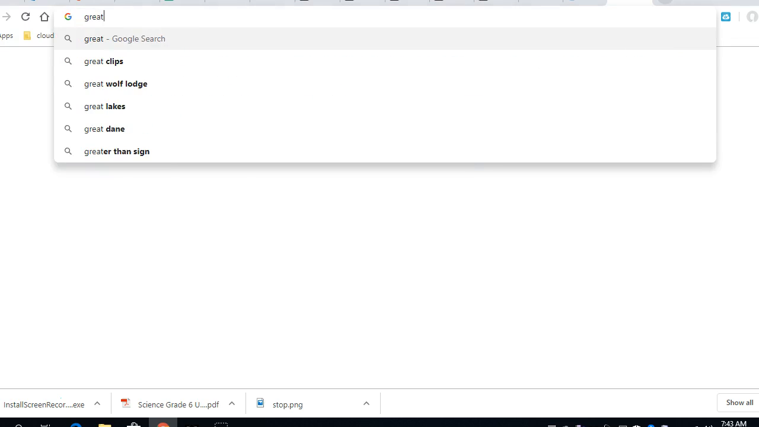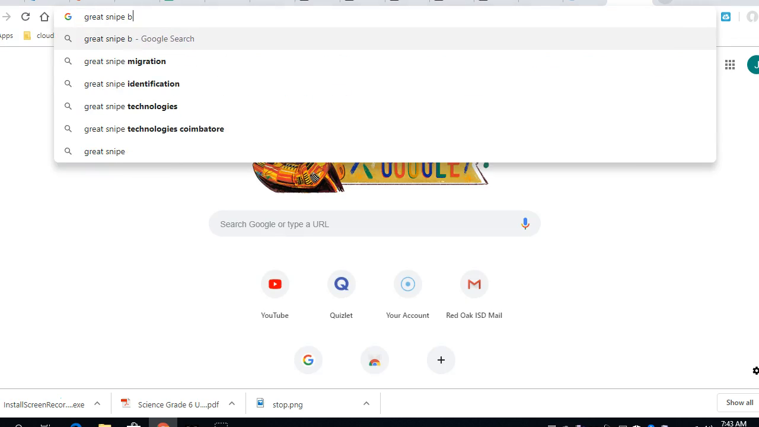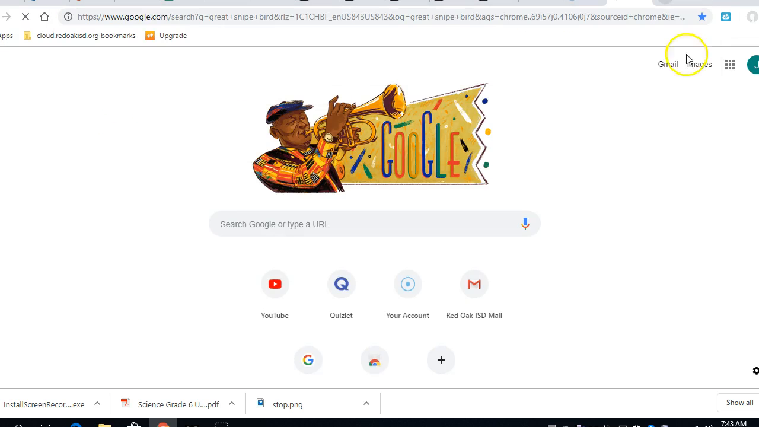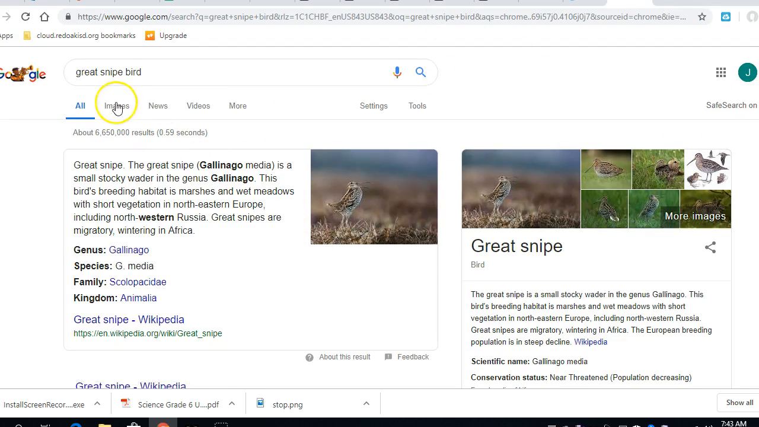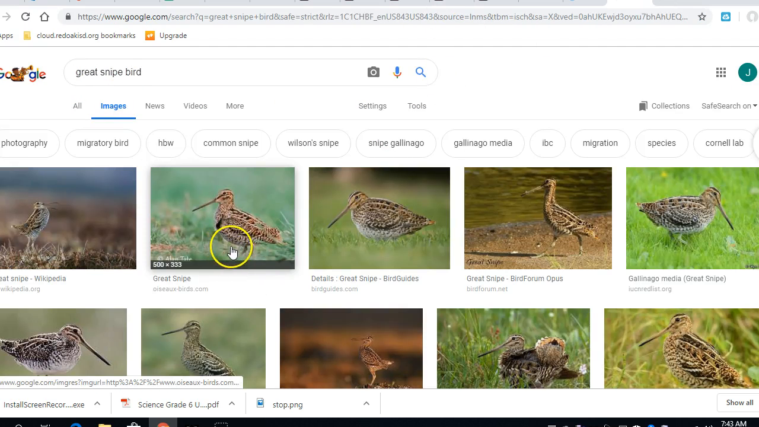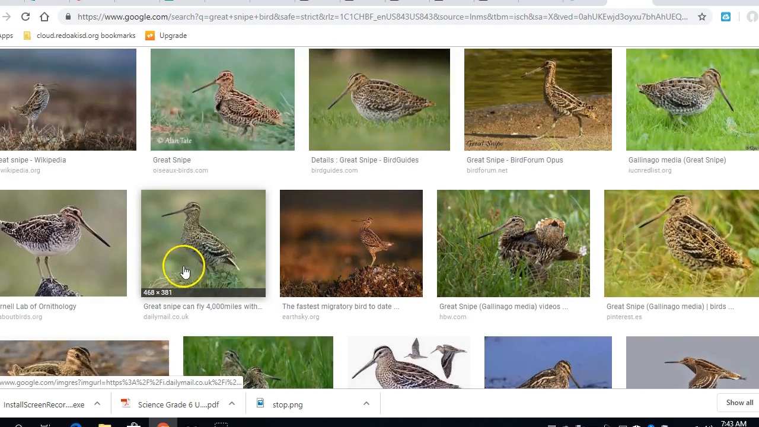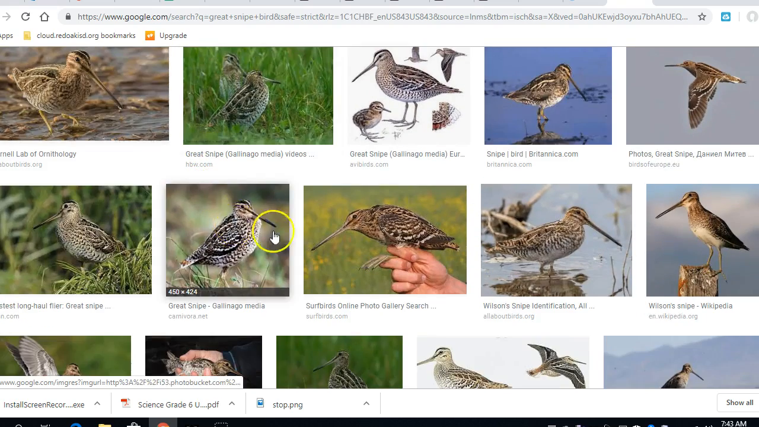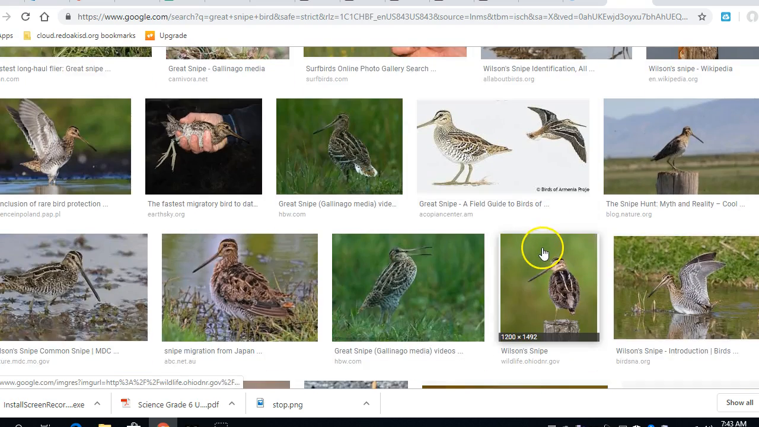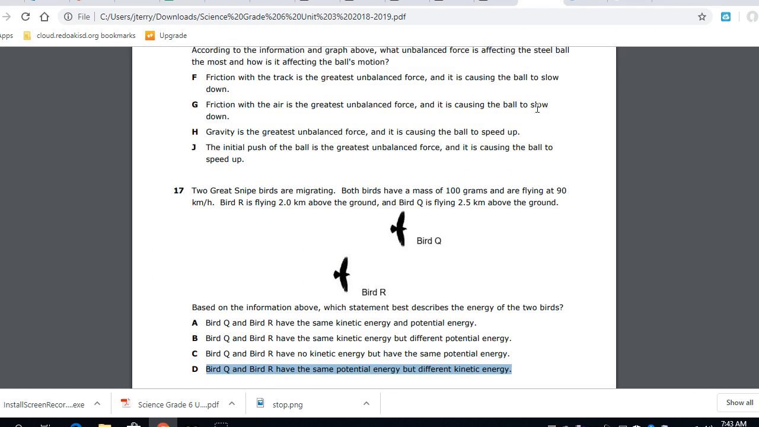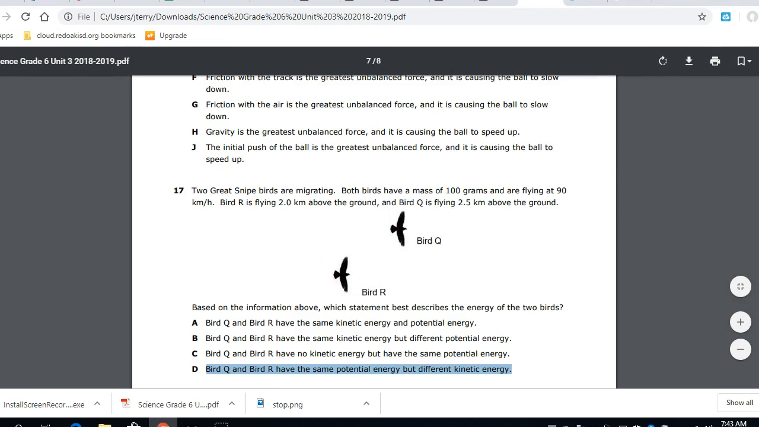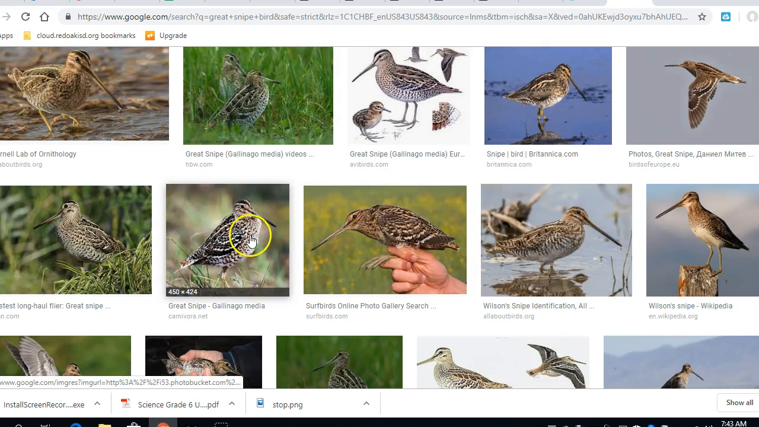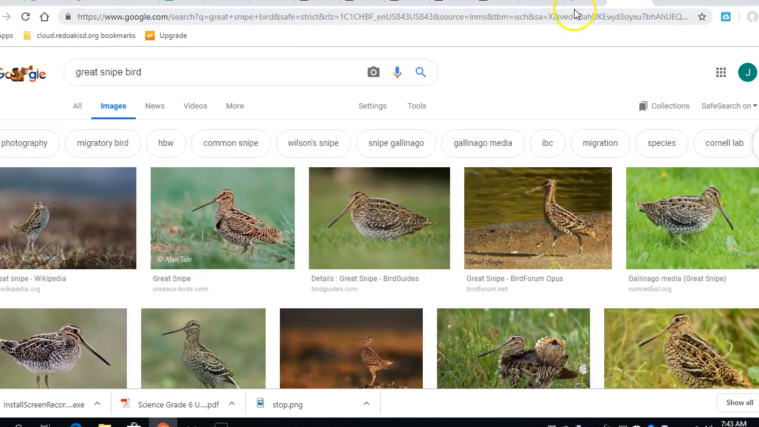All right, I need to look this up. Great snipe bird. I gotta see if this is for real. Is this for real? What? That ain't no great snipe bird. That don't look nothing like a great, that thing's little. I don't know about this question. I'm gonna have to talk to somebody about that. All right, well, there's a snipe. They're real, but that don't look like a great snipe bird.